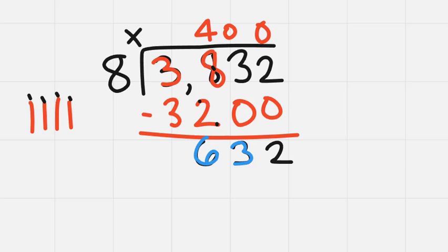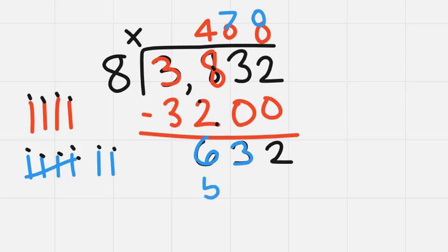Let's count by 8 until we get to 63 without going over. 8, 16, 24, 32, 40, 48, 56, 64. 64 is too high, so we stop at 56. That's 1, 2, 3, 4, 5, 6, 7. We'll put a 7 up top and add a 0 as a placeholder, and then we multiply. 8 times 7 is 56. Then we add the 0, and now we'll subtract.